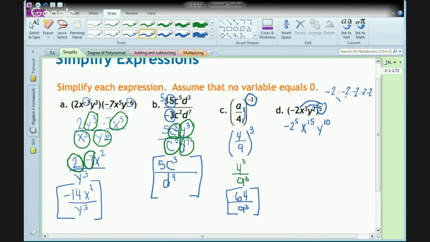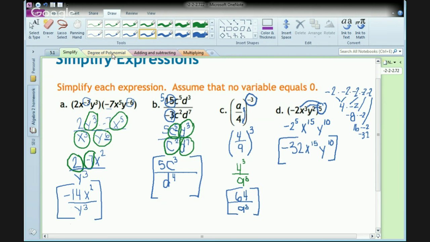So negative 2 times negative 2 gives me a 4. Times another negative 2 gives me a negative 8. Times another negative 2 gives me a positive 16. Times another negative 2, we end up with a negative 32. So my final answer would be negative 32, x to the 15th, y to the 10th. So that was it for simplifying.